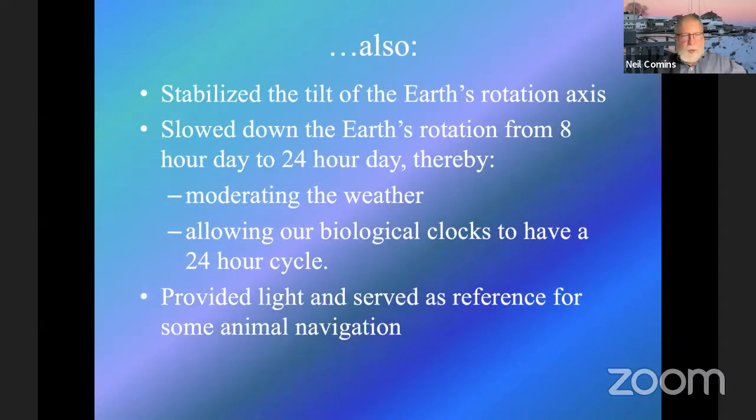Furthermore, as you probably know also, when it's up at night, it provides light for some animal navigation. And without that, those animals would never have come into existence.